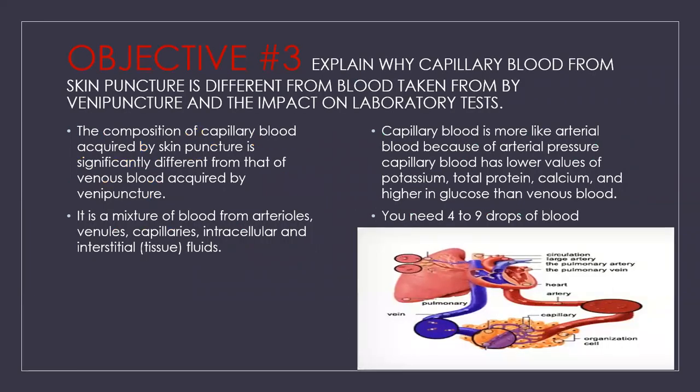Objective number 3: the composition of capillary blood acquired by skin puncture is significantly different from that of venous blood acquired by venipuncture. It's a mixture of arterioles, venules, capillaries, intracellular, and interstitial tissue fluids. Capillary blood is more like arterial blood because of arterial pressure, and capillary blood has lower values of potassium, total protein, calcium, and higher glucose than venous blood. So when collecting capillary blood, you will need 4 to 9 good drops of blood.